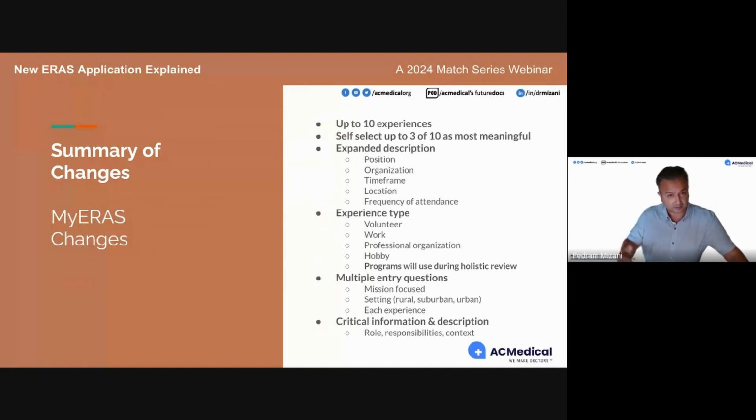You can self-select 3 of up to 10 experiences that you enter as most meaningful to you. The description is now expanded. You have to explain a lot more and better categorize them. What was your position? What was the organization? What was the time frame? What was the location? How many times did you go?